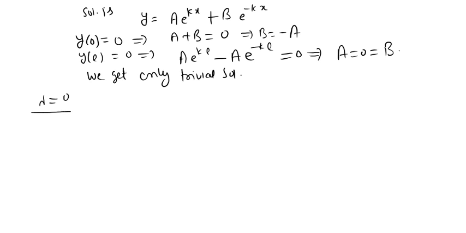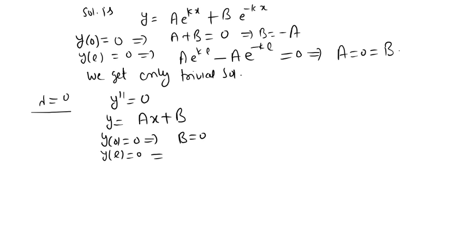And second case, lambda is 0. So you have the equation y double prime equal to 0. On integrating, you get y equal to ax plus b. Now use conditions: y at 0 equal to 0 will give you b equal to 0, and y at L equal to 0 will give you a equal to 0. So again, a 0 solution, which is not useful to write the eigenfunction expansion.